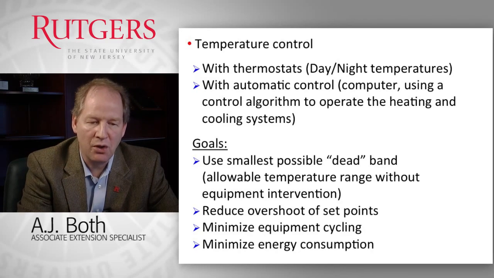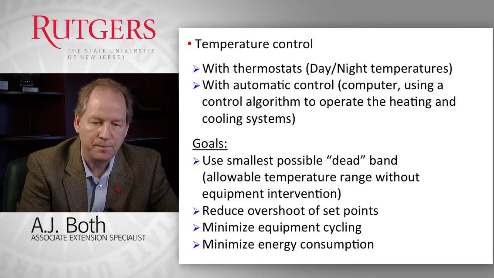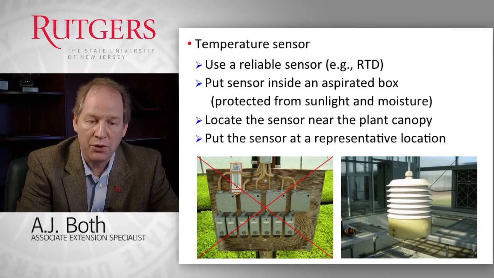So temperature control, although it sounds easy, can be relatively complicated and includes many different aspects of control strategies for proper implementation. We also need, of course, temperature sensors. We need the system to know what's going on. So we need reliable sensors. We need sensors that are accurate and repeatedly give us the right measurement.